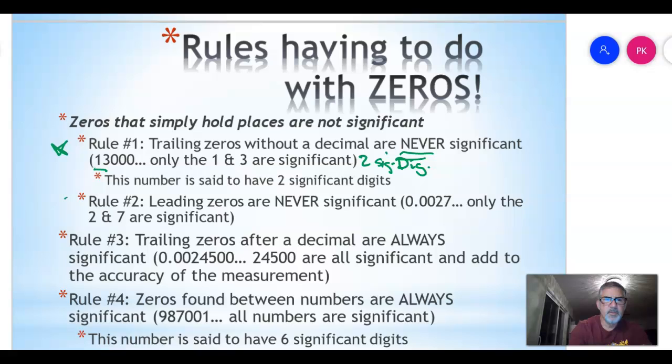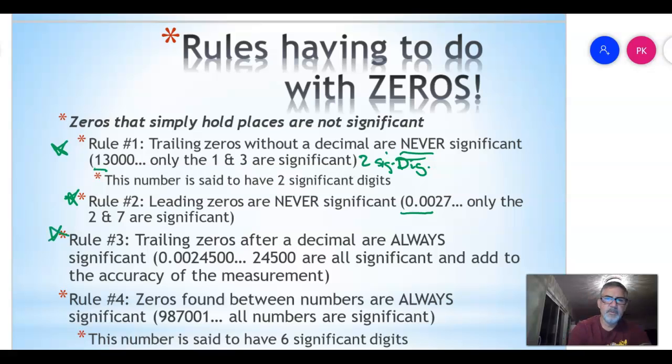So rule number 2, right? Leading zeros are never significant. So again, these three zeros right here are not significant. They just tell you where the magnitude of the placeholding is. So the 2 is in the thousandths place, and the 7 is in the 10,000ths place.